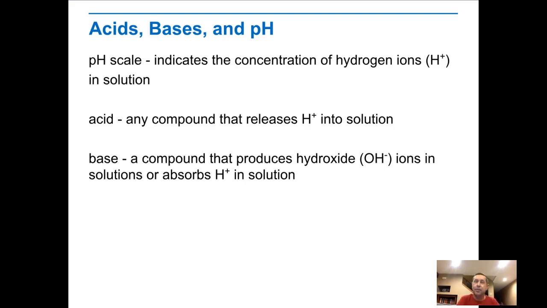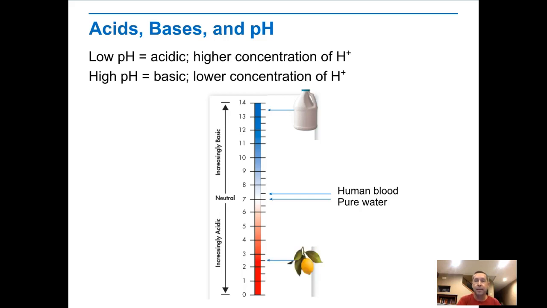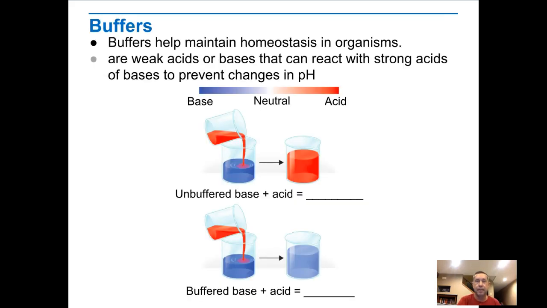So 7 is neutral. 7 is pure water, where the hydrogen ion and the hydroxide ion, which is water, are equal. If you get below that, it becomes an acid. Above that, it's a base. Our blood is slightly basic, about 7.35. Bleach, on the other hand, is very basic. Juice from fruits is often very acidic. Stomach acid is very, very low on the pH scale. Toothpaste, you can see, is slightly basic.